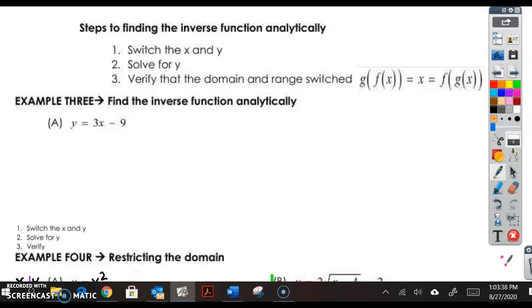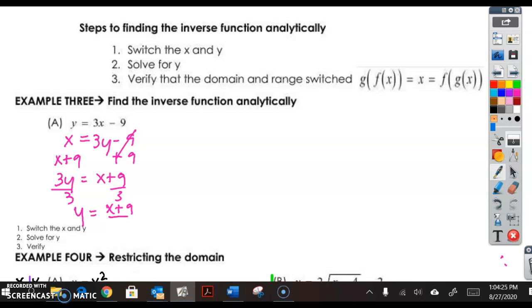So let's go ahead and switch the x and the y. And again, you have seen this before in Algebra 2. It's just been a while. So now we're going to solve. Okay, so I'm just going to rewrite this as 3y equals x plus 9. Now divide both sides by 3. And we get y equals (x plus 9) over 3.